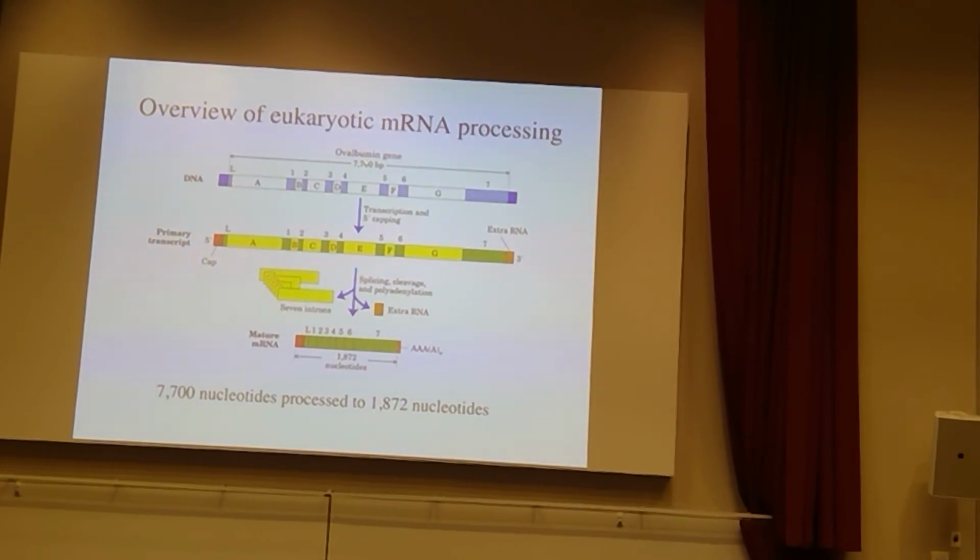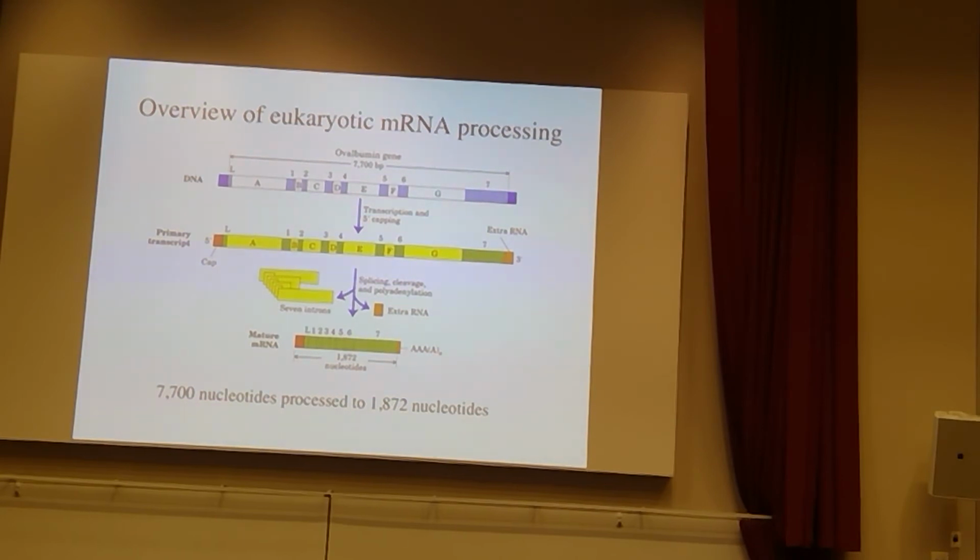So here's the overview of what happens in mRNA processing. We have our DNA, right? It's got both coding and non-coding regions. It can be pretty large. Let's say for the ovalbumin, 7,700 base pairs are provided for in the gene itself. The RNA polymerase comes down onto that template and generates the primary transcript. It's got both coding and non-coding intron regions in it.